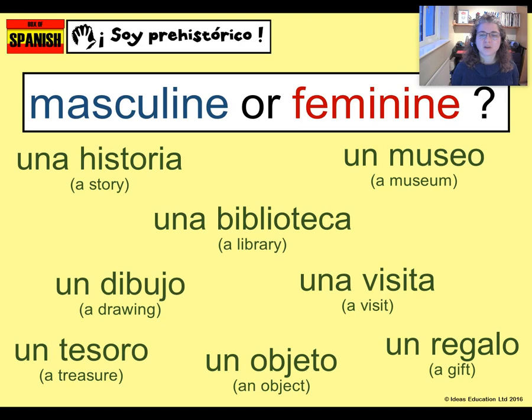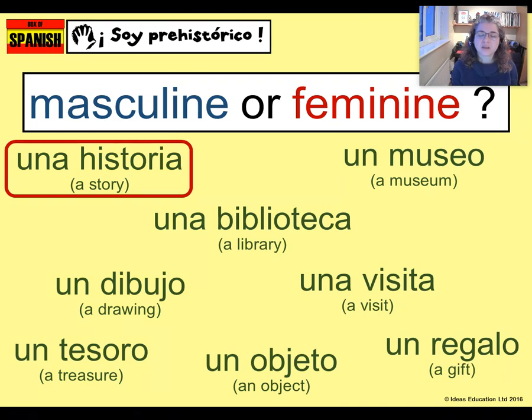So the first one says una historia. That's the word for a story. It can be the word for history as well. Una historia. Do you think that's masculine or feminine? Think about the reason why as well. Which one do you think? That's right, it's feminine because it has una and it ends with an a.